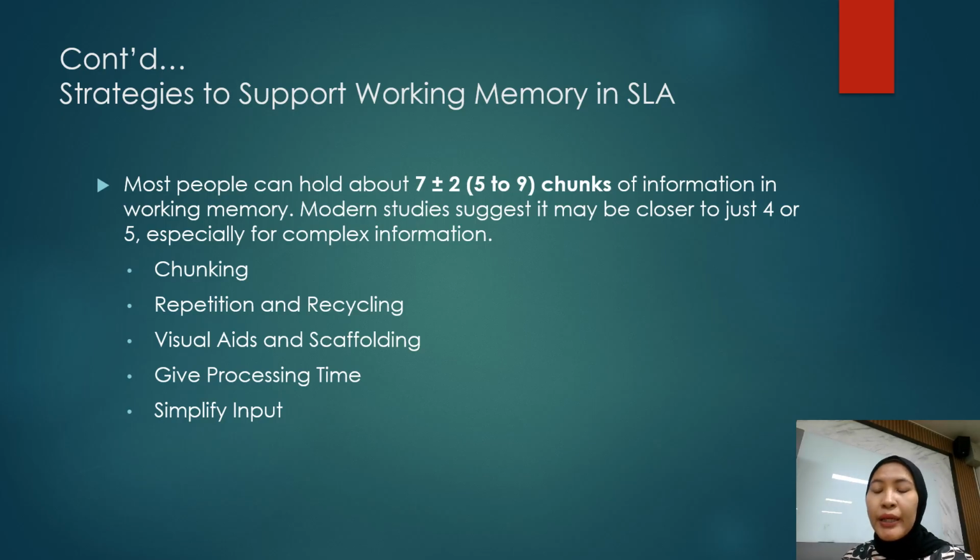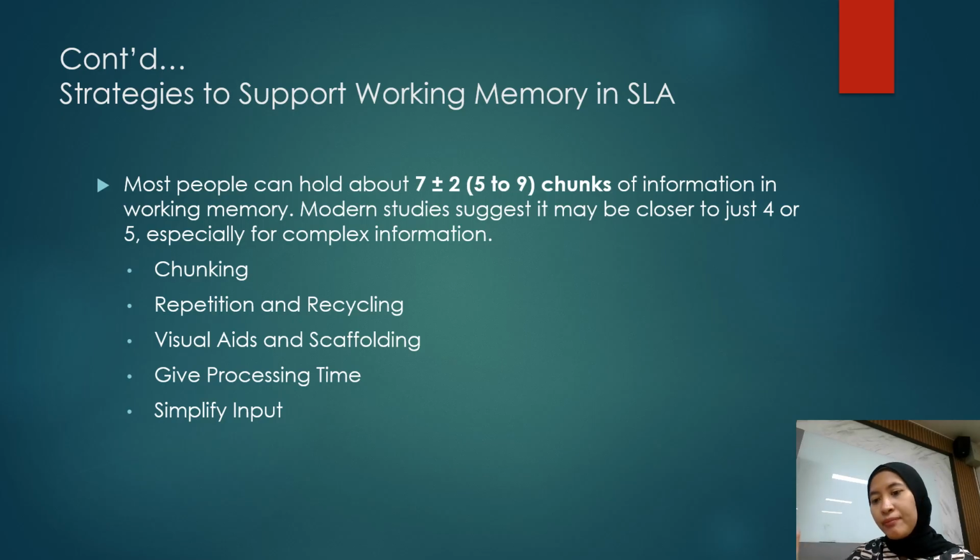So because of the limited capacity of working memory, there are some strategies that we can do to support the working memory, especially in SLA. So most people can hold about 5 to 9 chunks of information in the working memory. Even modern studies suggest that the working memory can process just 4 or 5 items, especially for complex information. So what are the strategies? What we can do to help the working memory in processing the information, the first activity is chunking.